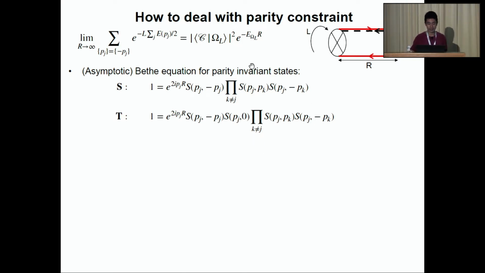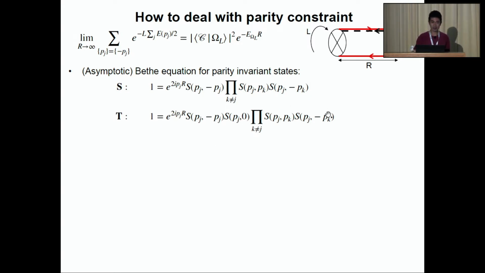So this is the expression that I had in the previous slide. And in order to deal with that, I will take the most direct approach, just write down the beta ansatz equation. And in this case, we need to be a little bit careful because the beta ansatz equation takes slightly different form depending on whether you have a zero momentum state or not. So if you don't have any zero momentum state, the beta ansatz equation for parity invariant states take this form. On the other hand, if you have a zero momentum excitation, then the equation takes this form.